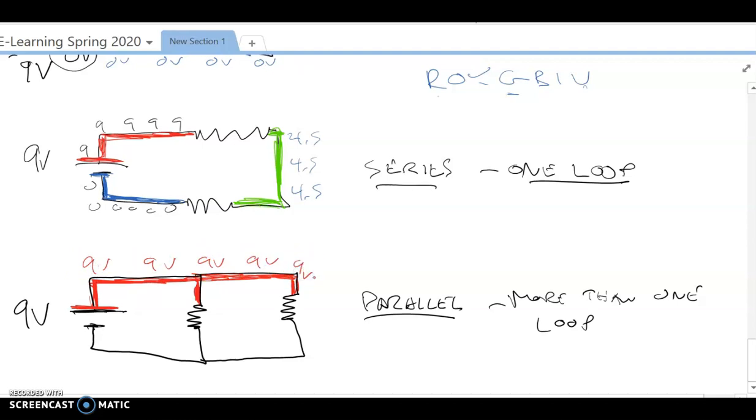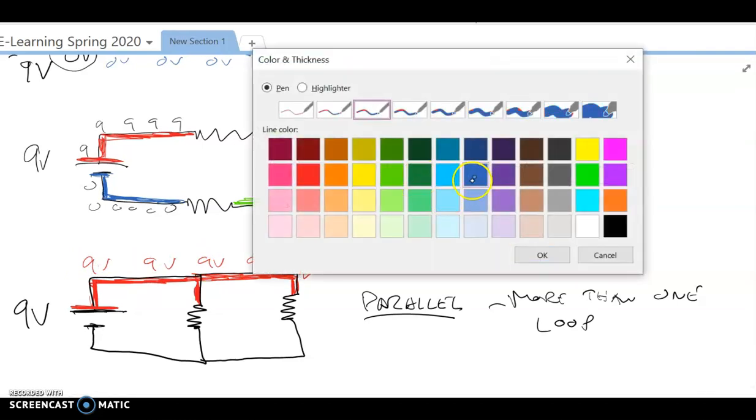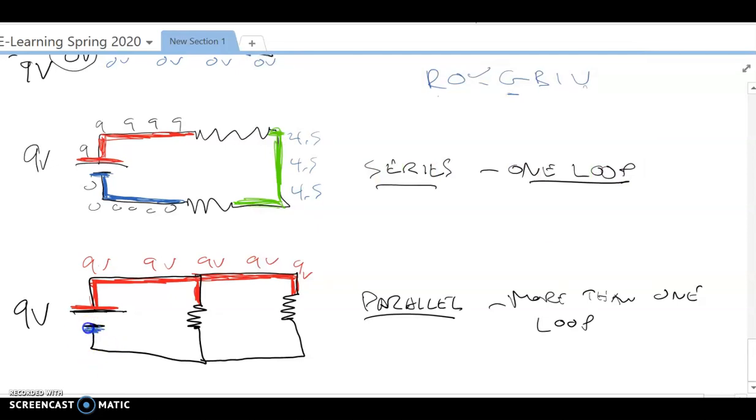9 volts everywhere. What about the bottom part? Let's get some blue going. 0, because that's the other side of that battery. It's going to be 0 wherever these conductive lines touch until it hits something. Let's go all the way through here. Now it's 0 all the way along. So what's the drop across this resistor? Well, 9 to 0, that's 9 volts. How about from this resistor? From there to there, that's also 9 volts.